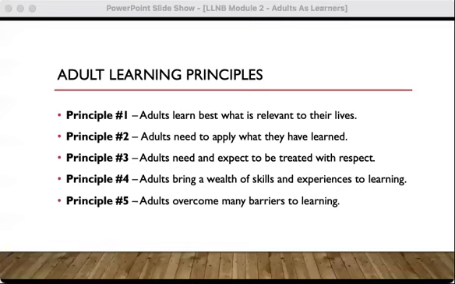Number 2, adults need to apply what they have learned. Have you ever tried to learn a sport? Let's say basketball. You may do drills to learn how to dribble, pass, and shoot, but until you've actually played in a game, even one for fun, you won't feel like you've learned to play the game.